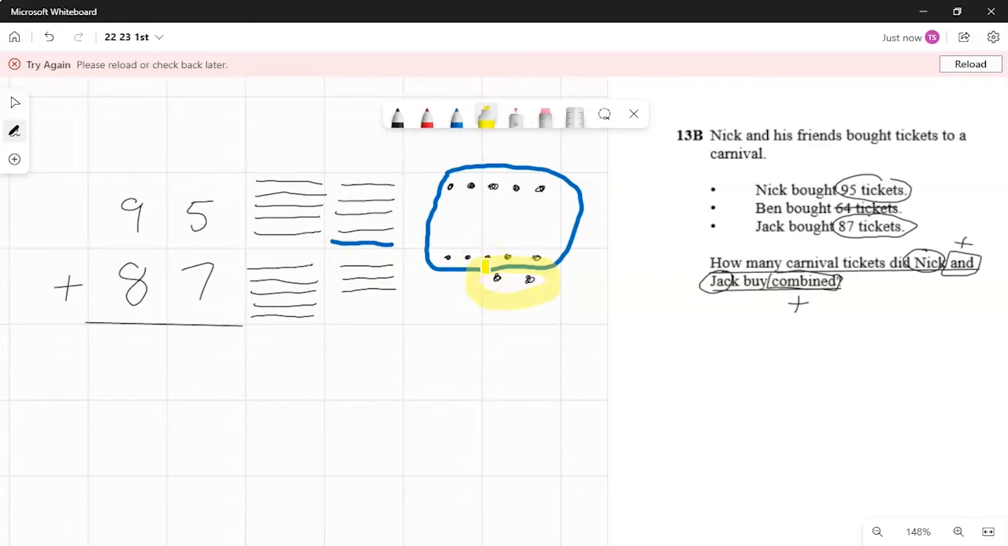2 ones. Over here, what that looks like in my math problem is 5 plus 7. 5 plus 7 is 12. I cannot have 12 in the ones place, so I'd leave 2 in the ones place, and I regroup my 10 over here. That's really just what I did here. I got 2 ones, and I put my 10 back over here.